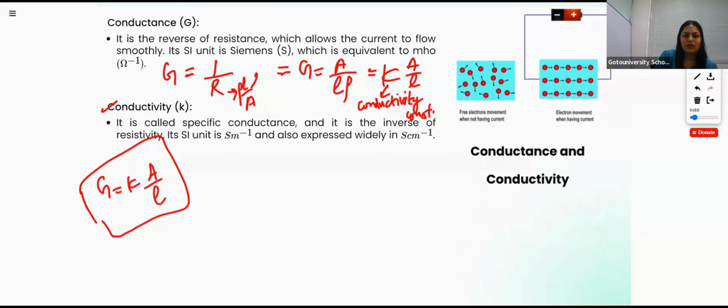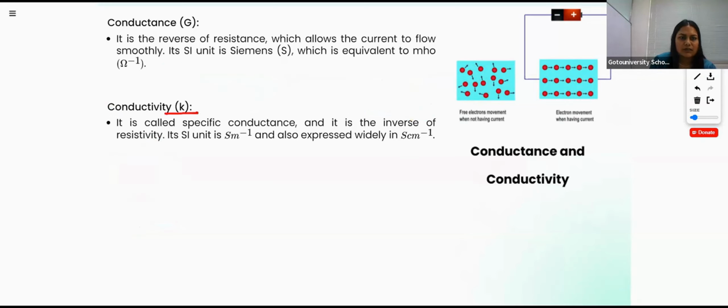Here K is termed as kappa, and that is also known as conductivity constant, as written here. So conductivity is represented by K. It is called specific conductance, and it is the inverse of resistivity, that is this.